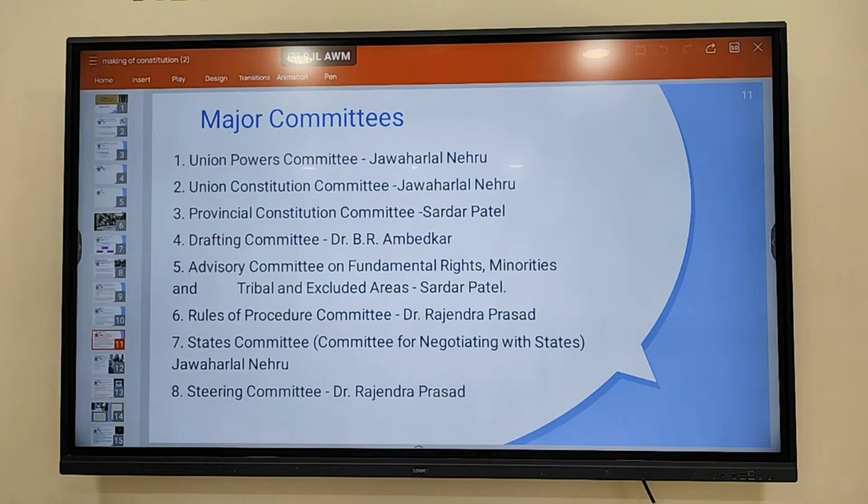Understood? Then, in the Constituent Assembly, there were 3 types of committees. One, the major committees; next, minor committees; third, the drafting committee. Let us study the major committees and the drafting committee. Minor committees are not much important. Committees means a group of people who work on a given, specific subject.